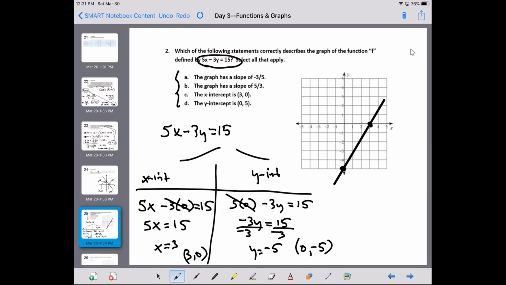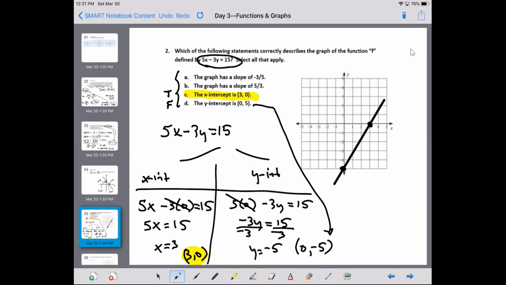So the y-intercept is (0, -5). This is what this is asking. Is that true? No, that's a false statement, so that's not going to work. The x-intercept is (3, 0). Yes, that is a true statement. We found that. And then the graph has a slope of 5/3.